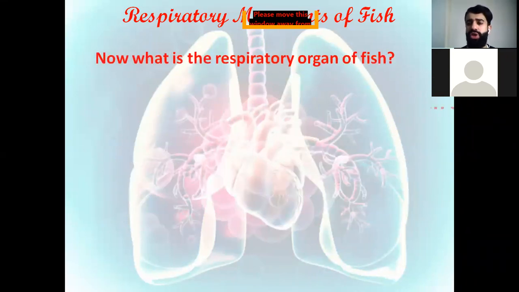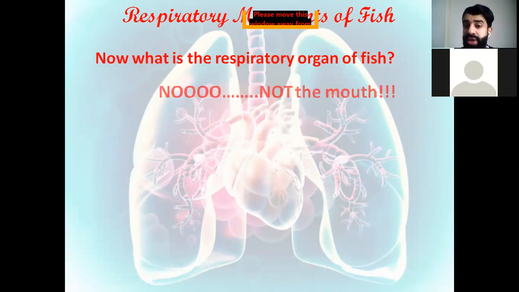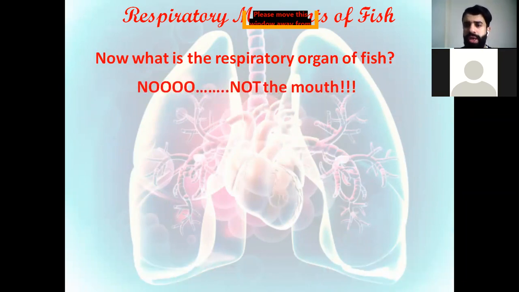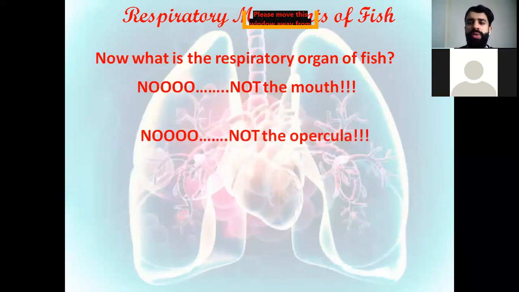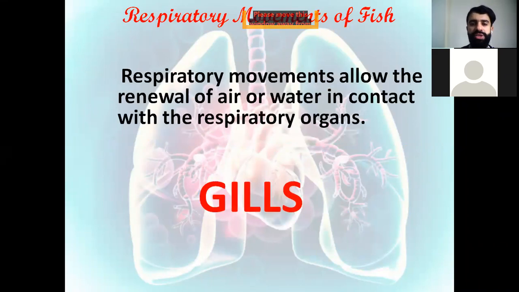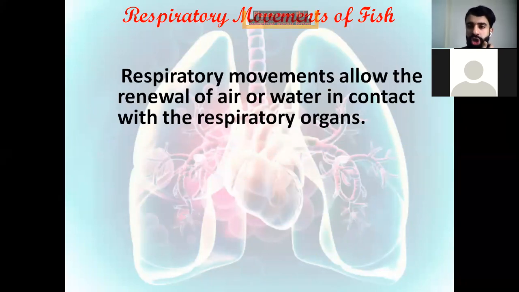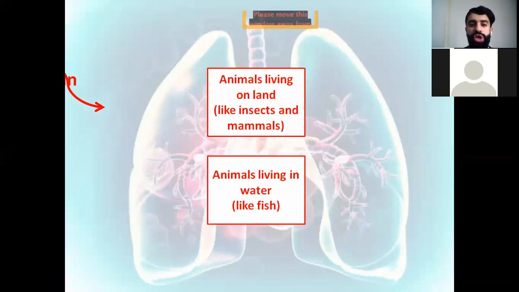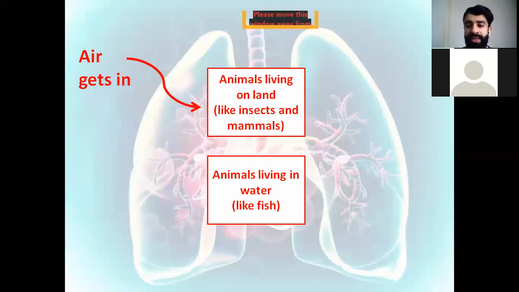What is the respiratory organ of the fish? Is it the mouth? Sure no. Is it the operculum? Sure no. We call them the gills. The gills are the respiratory organs. The respiratory movements allow the renewal of air or water in contact with the respiratory organs. Here we have animals living on land like the insects and the mammals.